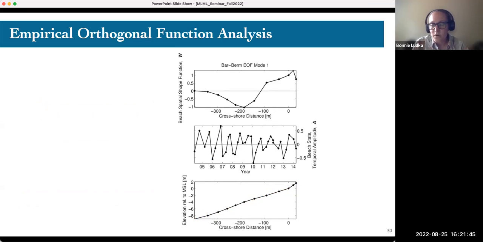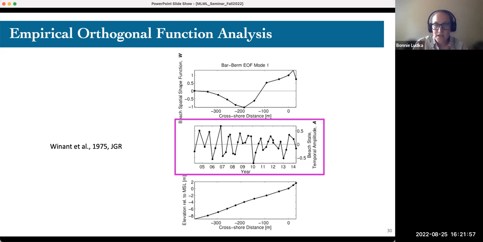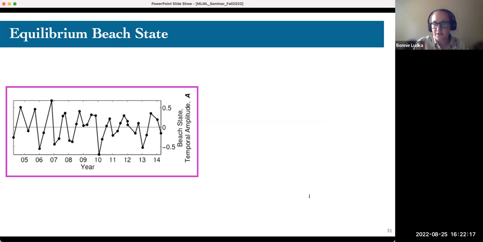And I should say that we're actually not the first to do an EOF analysis on these beaches. Clint Winant and friends did this back in 1975. And many others have also used this technique. What we are doing that is novel is that we're going to take this analysis another step further. So again, at all of those sandy sites, we do this EOF analysis, and we're going to use the temporal amplitude to create another analysis from it.